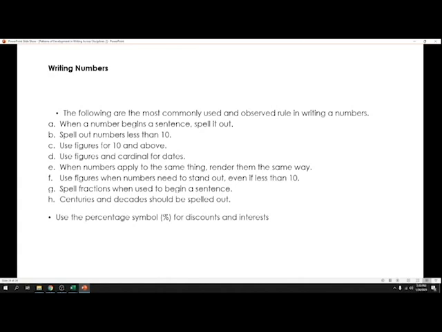Use figures and cardinal for dates. So, kapag dates ang sinusulat mo, use figures. When numbers apply to the same thing, render them the same way. Use figures when numbers need to stand out even if less than 10. Spell fractions when used to begin a sentence. Centuries and decades should be spelled out. So use the percentage symbol for discounts and interest.